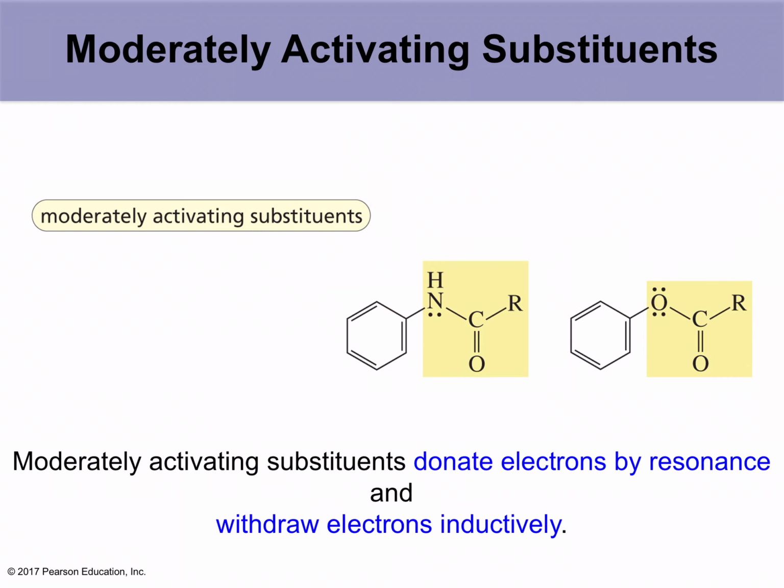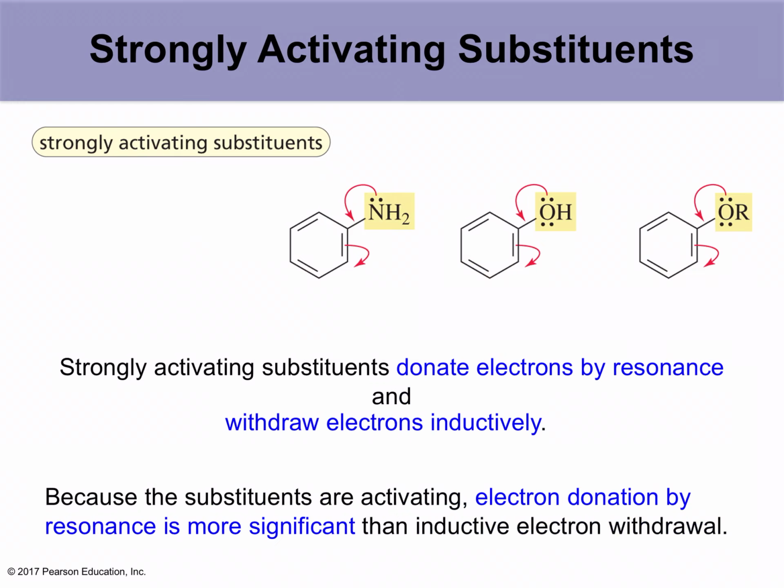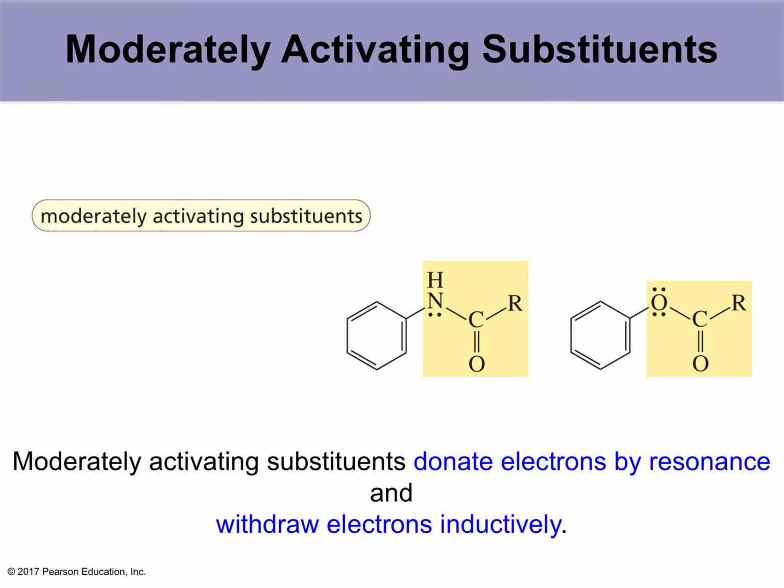Now there are moderately activating substituents. Remember the earlier one, we had an NH2. Now this is an amide group, NH with a carbonyl group and an alkyl group. In the previous one, we had an OR group, an ether substituent. Now here, you have oxygen and a carbonyl group. So these are moderately activating substituents.